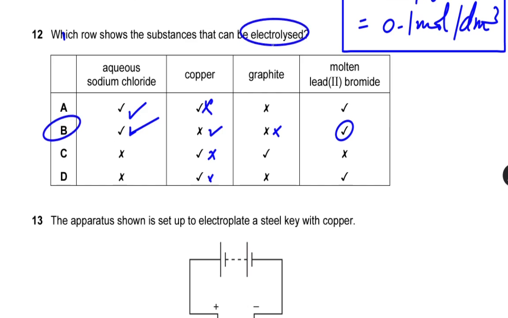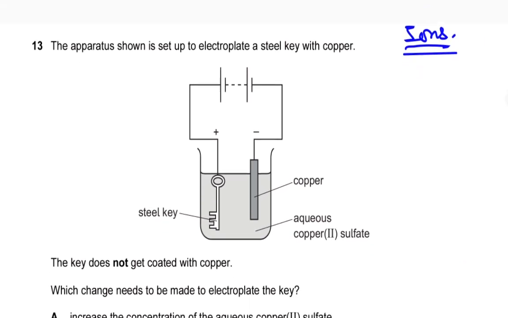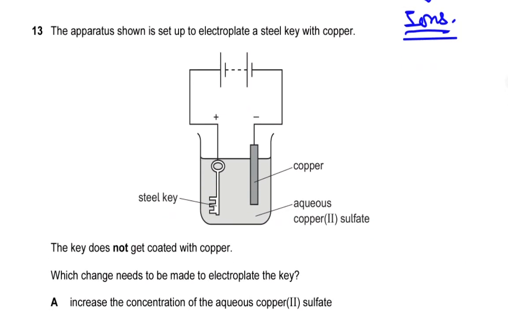Let me tell you the meaning of electrolyzed. An electrolyte can be electrolyzed. What is an electrolyte basically? The solution which contains ions to conduct electricity. So aqueous sodium chloride and molten lead bromide are basically ionic compounds which conduct electricity, so those are the electrolytes.